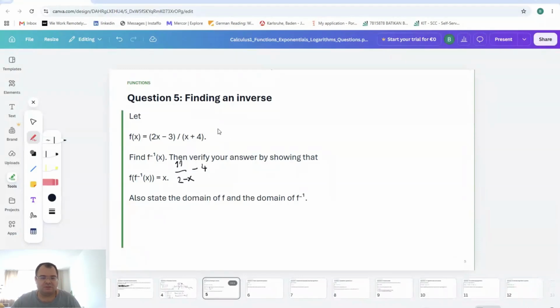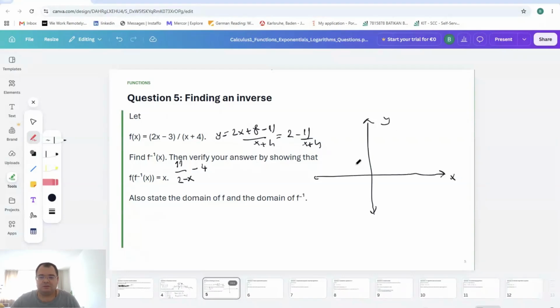So let's simplify this fx. We have y equals 2x plus 8 minus 11 over x plus 4, which can be written as 2 minus 11 over x plus 4. And when you try to draw the graph of this function, you have x and y, and when x is 0, for example, this will have the value of 8 minus 11 over 4, which is minus 3 over 4. The function crosses the y-axis at this point.